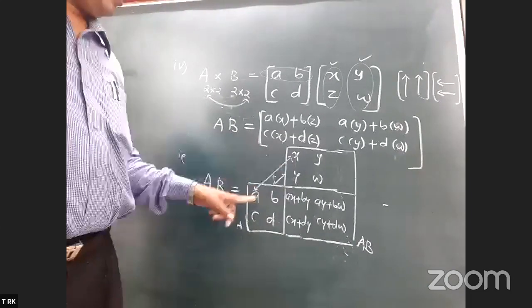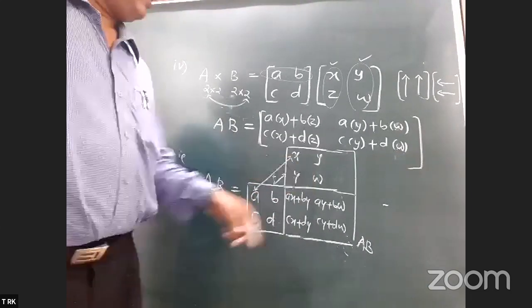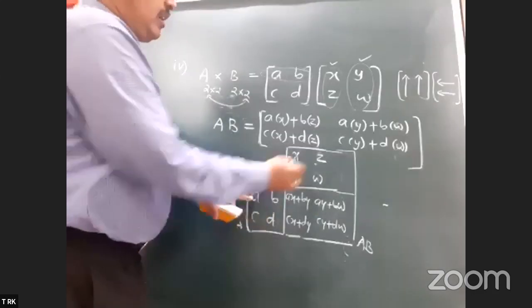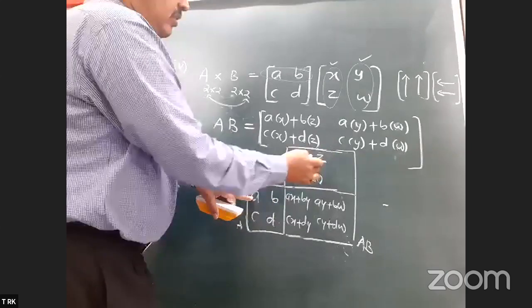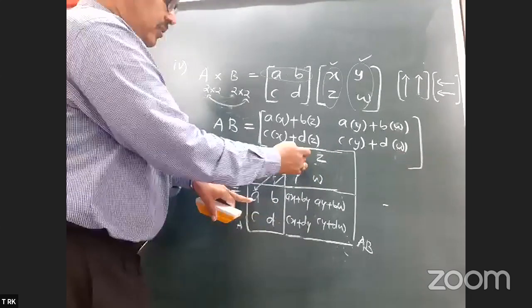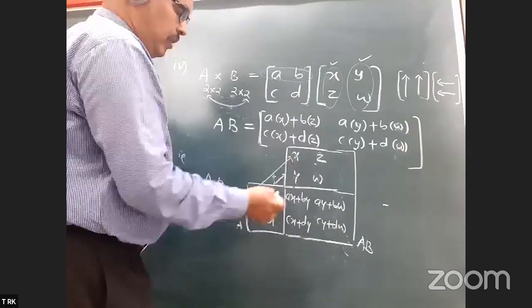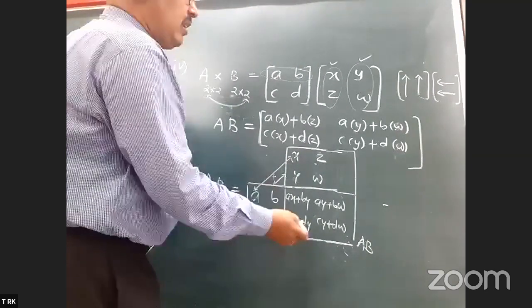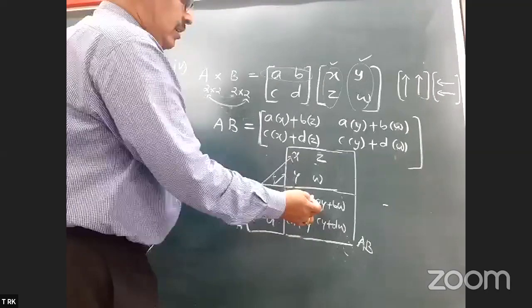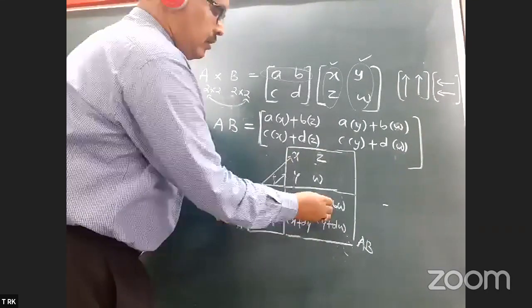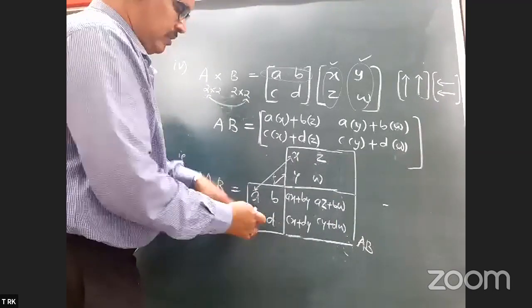X, XY, ZW. Then AZ, no, AX plus BY is here. CX plus DY is here. No. Next further for these elements. AZ, not Y. AZ plus BW.